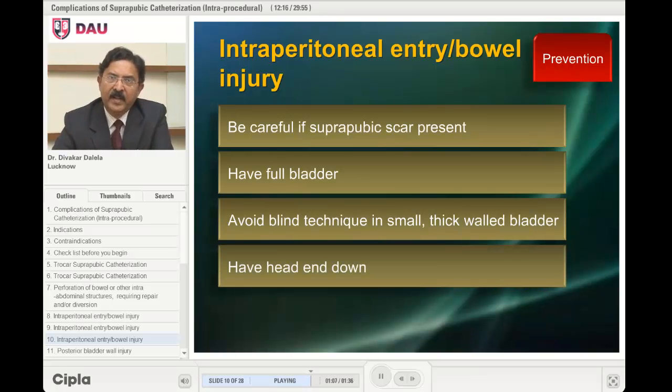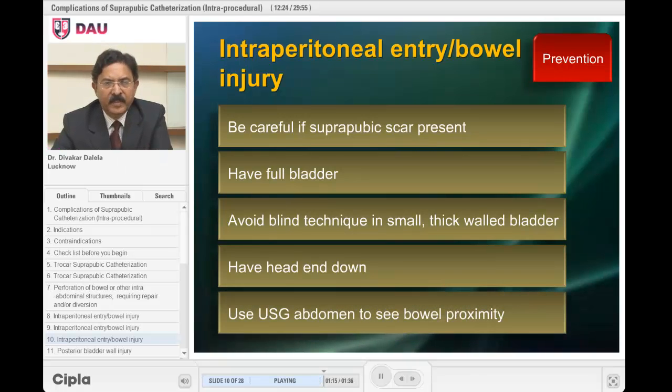So, have the patient in a head down tilt, because this will allow the bowel loops to go up and then you can do it much better. If there is the slightest doubt, play safe. Have an ultrasound probe in the operation suite in the OR and use ultrasound guidance to find out where the bladder is, and to also ensure that there is no bowel in the projected trajectory of the trocar. Okay.